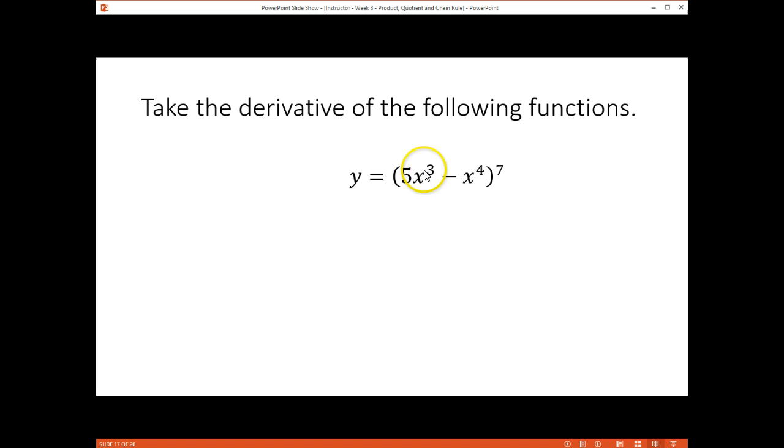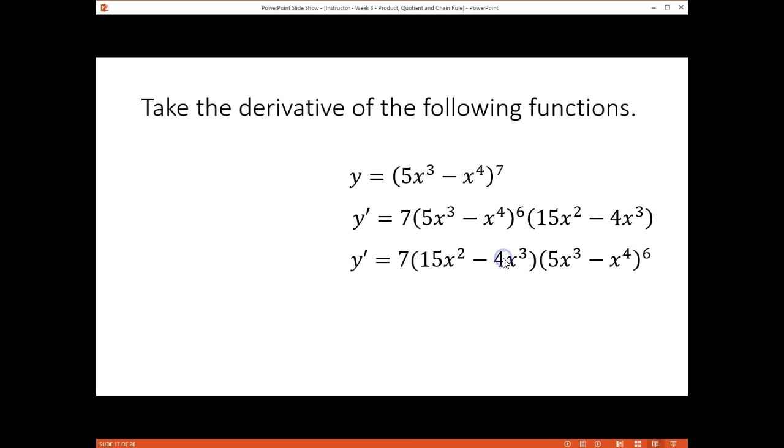This is basically what we're doing. This is the u to the n. This is u to the 7th, so this is 7u to the 6th. We bring the 7 down, leave the u alone, and then we multiply it by du dx, and the derivative of the inside is 15x squared minus 4x cubed. And again, when we write our final answer, we bring this out front. So 7 times 15x squared minus 4x cubed times 5x cubed minus x to the 4th, all to the 6th power.